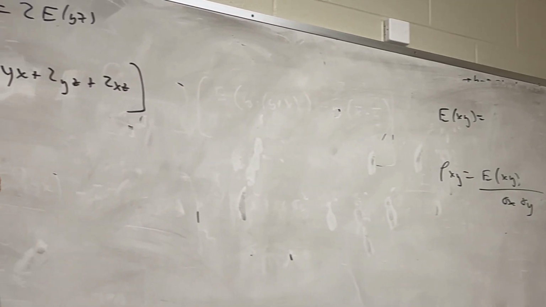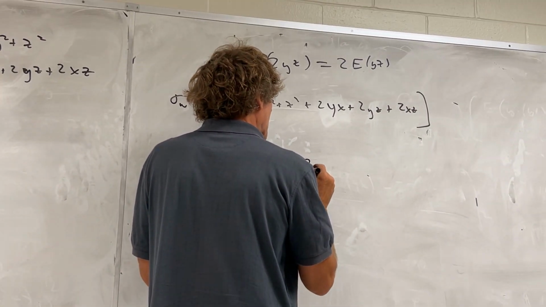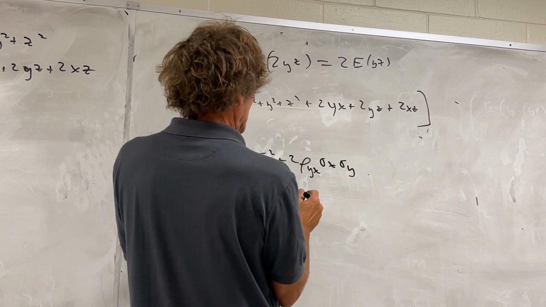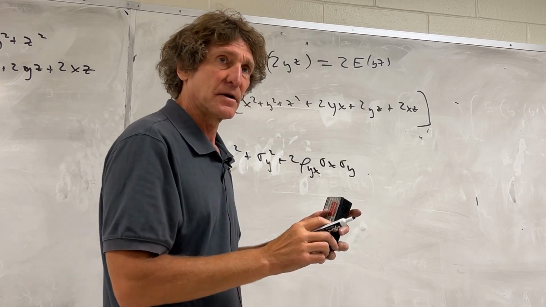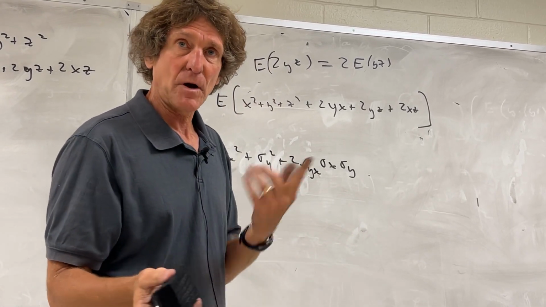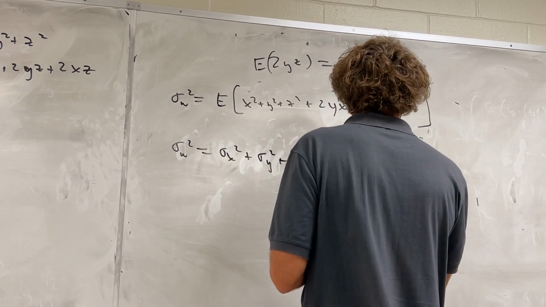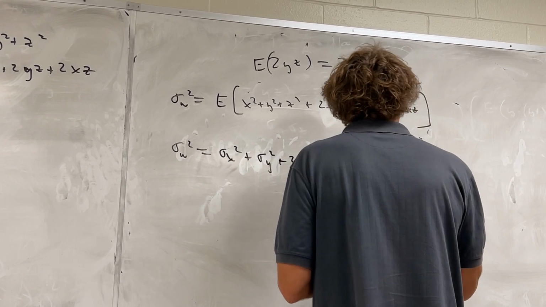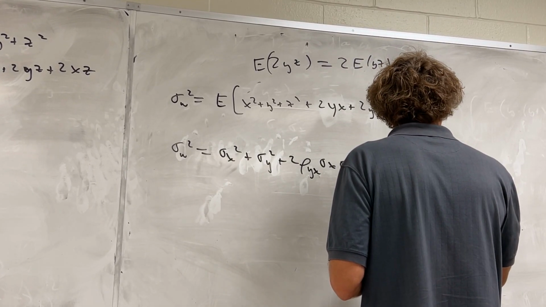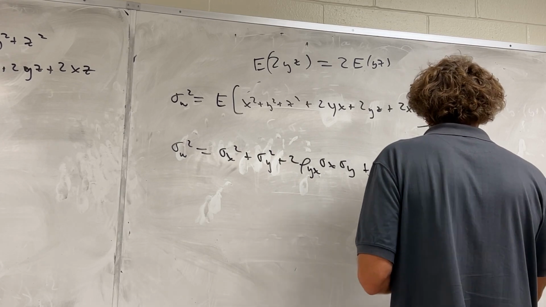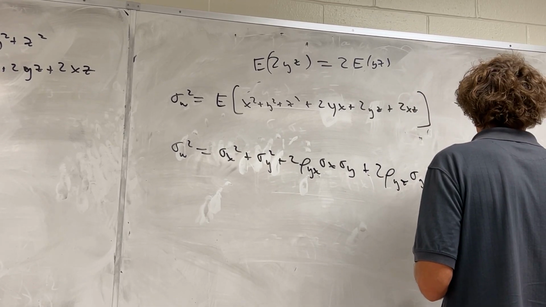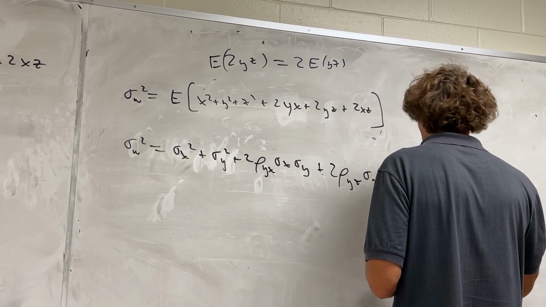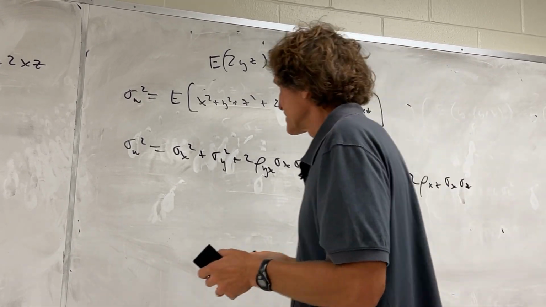So this is going to be plus 2 times the correlation coefficient of yx times sigma x sigma y. And that is 0, isn't it? Yeah, because they're uncorrelated. I'll leave it there and cross it out. Plus 2 times the correlation coefficient of yz times sigma y sigma z, plus 2 times the correlation coefficient of xz times sigma x sigma z. So that's what this is.